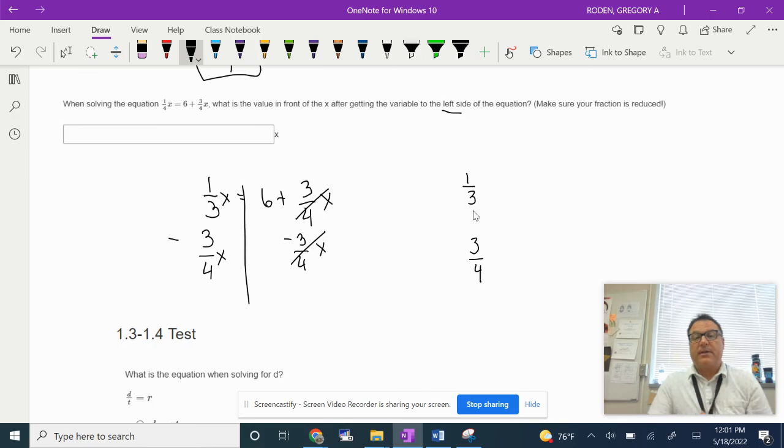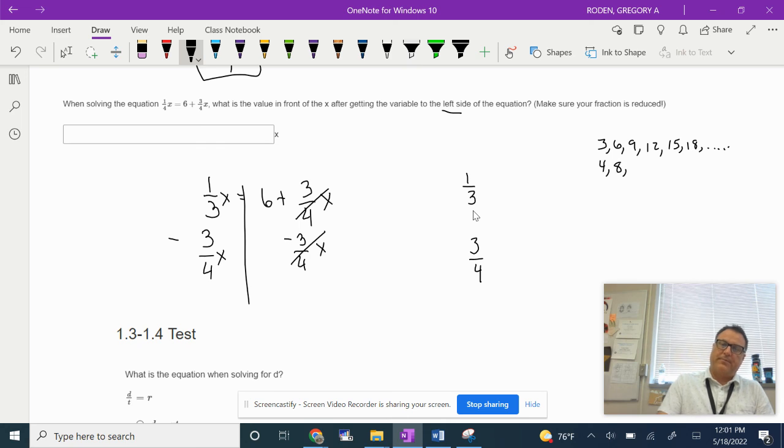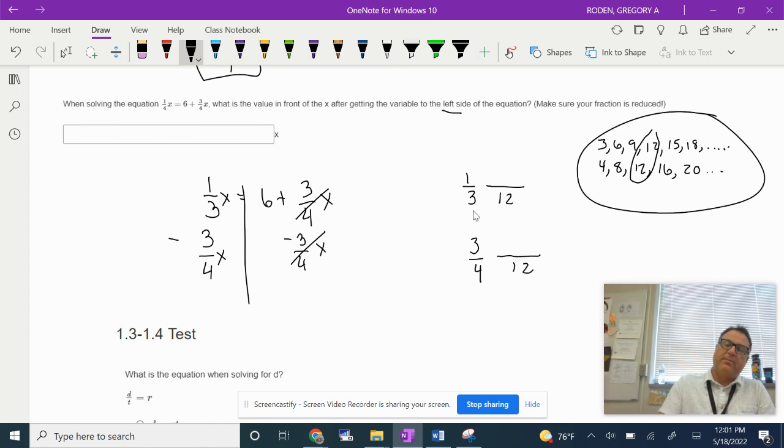If you don't know how to do that, just think about the multiples of 3. 3, 6, 9, 12, 15, 18. 4 is 4, 8, 12, 16, 20. What's the smallest number they both have in common? Well, 12 is the smallest number. So that's the common denominator. You could probably do that in your head. You probably don't need this list, but I just wanted to show you that it wasn't just magic.